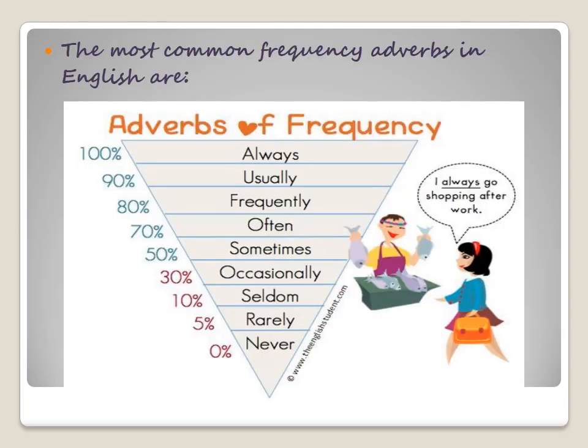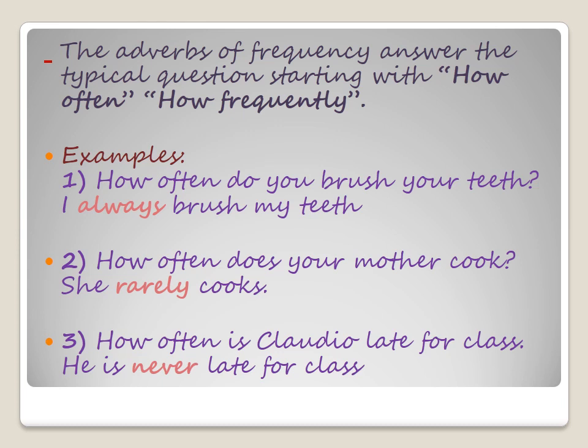In this slide, we have a pyramid with the adverbs of frequency and the percentages, which tell us the frequency of the action that is performed. So never 0%, rarely 5%, seldom 10%, occasionally 30%, sometimes 50%, often 70%, frequently 80%, usually 90%, and always 100%. The adverbs of frequency answer the typical question starting with how often or how frequently.